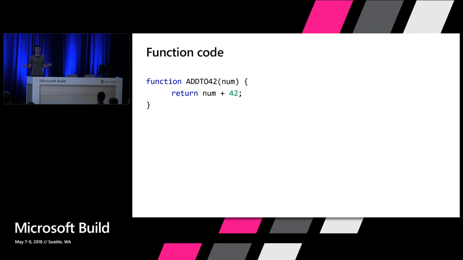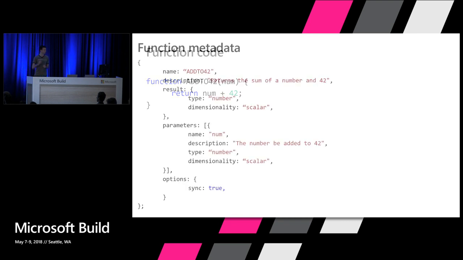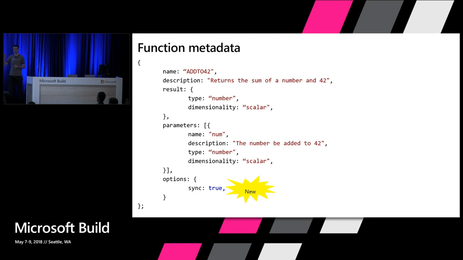Here's a very simple function inside Excel. This is what that function's JavaScript page might look like if you have a super simple function to simply add a number to 42. No sweat. What does the metadata look like for that function? This is what you provide in that JSON file.